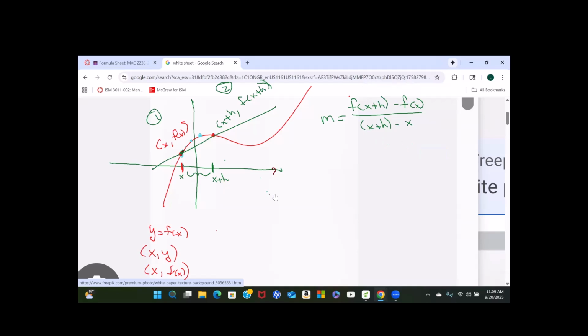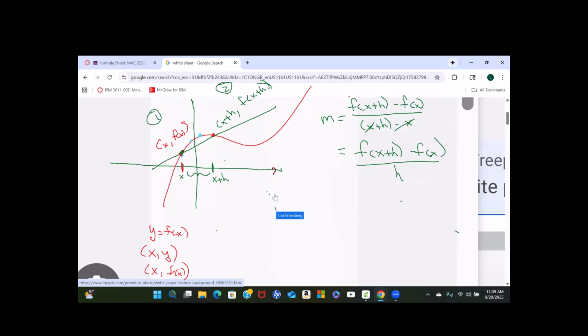So you agree that this is the same as the slope of the line. Yes. So now I'm just going to simplify this. Because if I take off my parentheses here, I have x minus x, and this is just over h, right? Good. Now, remember what we did before?